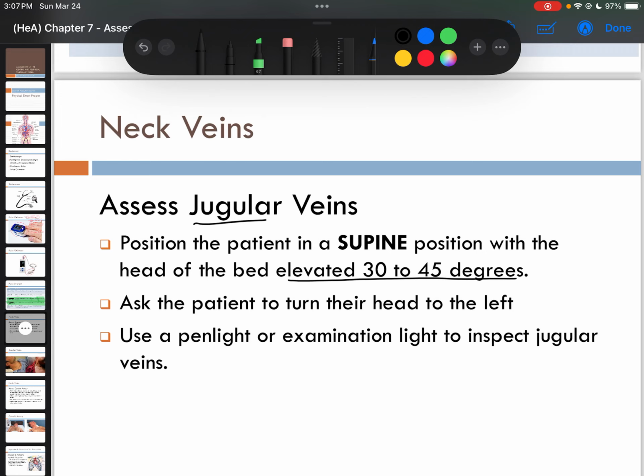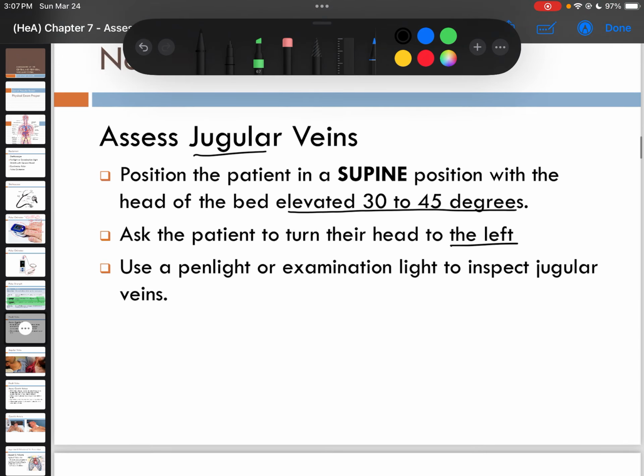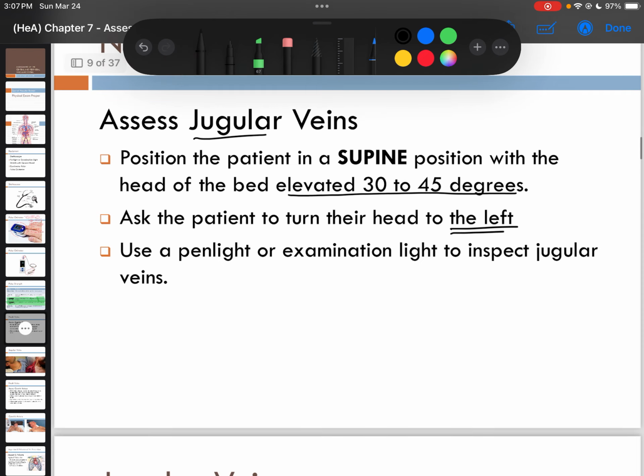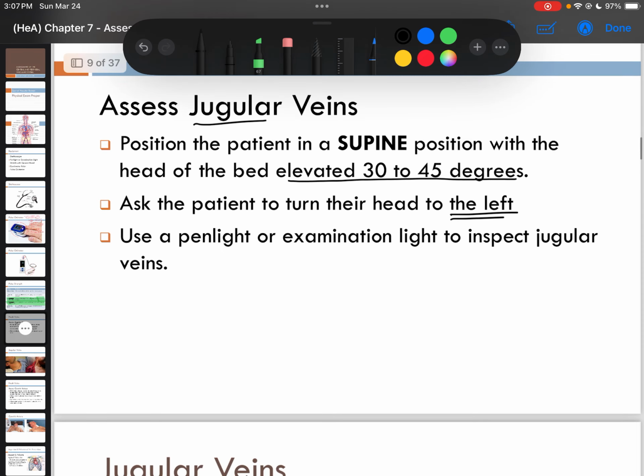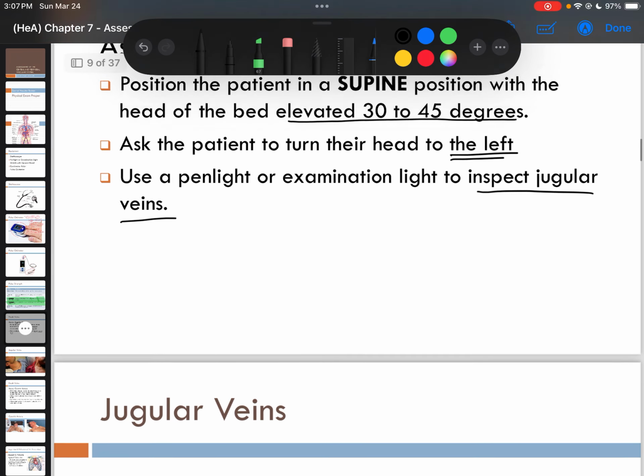If you cannot elevate the head of the bed, let's say the bed is not modifiable, unlike in the hospital where you can actually tilt it, you can use a pillow. Then ask the patient to turn their head to the left. Sir, look to the left, and then using a pen light or examination light, inspect the jugular veins.